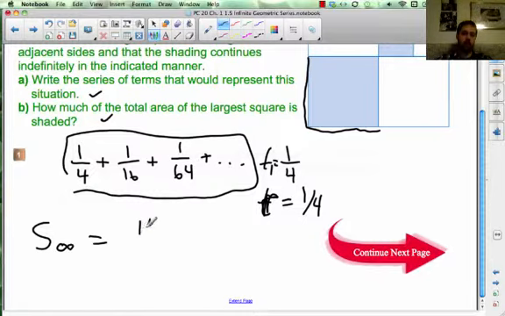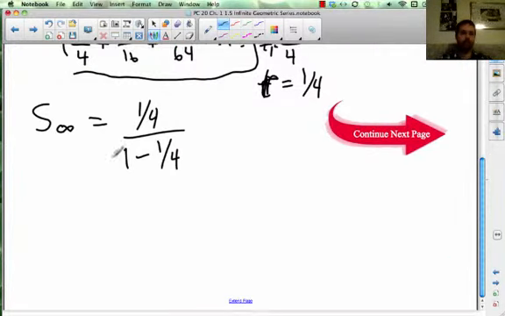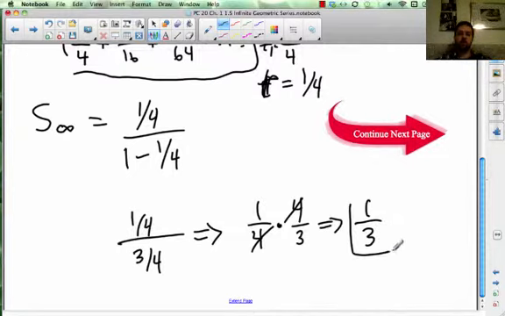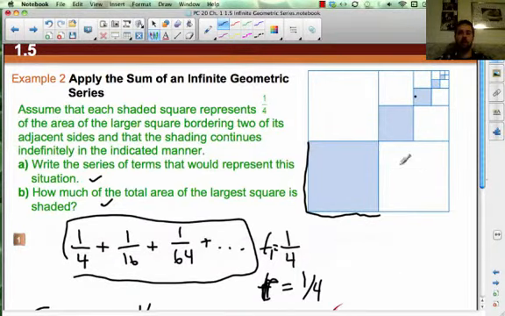So we start off with 1/4, and your formula says 1 minus r, so 1 minus 1/4. So we have 1/4 divided by 1 minus 1/4, which is 4/4 minus 1/4, which is 3/4. Now when you divide by a fraction, take 1/4, multiply by its reciprocal, which is 4/3. And the 4's will cancel, and you will end up with your total infinite sum of 1/3. So 1/3 of the original square ends up getting shaded when you continue the shading pattern.